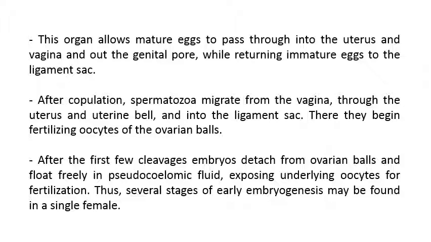After copulation, spermatozoa migrate from the vagina through the uterus and uterine bell and into the ligament sac. There, they begin fertilizing oocytes of the ovarian balls. After the first few cleavages, embryos detach from the ovarian balls and float freely in pseudocoelomic fluid, exposing underlying oocytes for fertilization. So, several stages of early embryogenesis may be found in a single female.